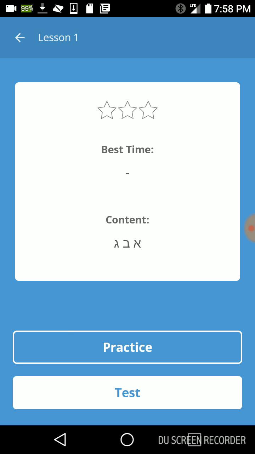Now, you have to press practice to get the first lesson. The content of this first lesson is the first 3 letters of the Hebrew alphabet. And I see that you read Hebrew from right to left. Now, if you want to break up the syllables, you can do that from left to right.